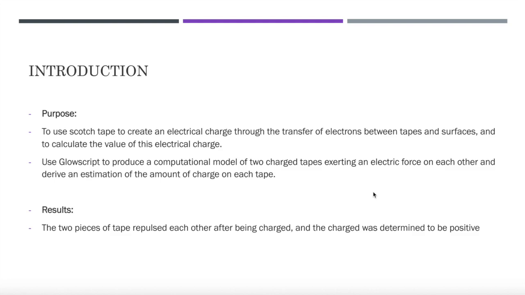For the introduction, first we're going to talk about the purpose of today's lab, and that is to use two pieces of tape to create an electrical charge through the transfer of electrons between the two tapes, and then we're going to observe its effect or its reaction with different surfaces and then calculate the value of this electrical charge. Then we're going to do the same through a GlowScript code and produce a computational model of this same exact lab, and look at the two charged tapes exerting an electric force on each other.